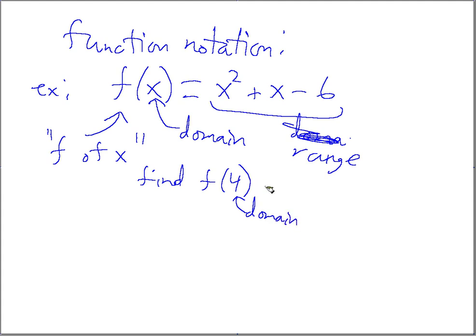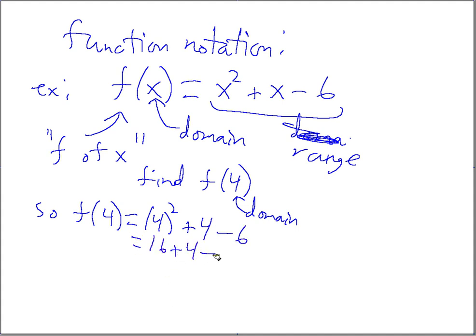Then let's go ahead and find the range element, or the y value, for when the domain is 4, when x is equal to 4. Let's find the function value. In other words, f for function value. All we do to find that is simply plug the 4 in for the x. So f of 4 is equal to 4 squared, plug it in for x, plus 4 minus 6. 16 plus 4 minus 6, or 20 minus 6, 14.